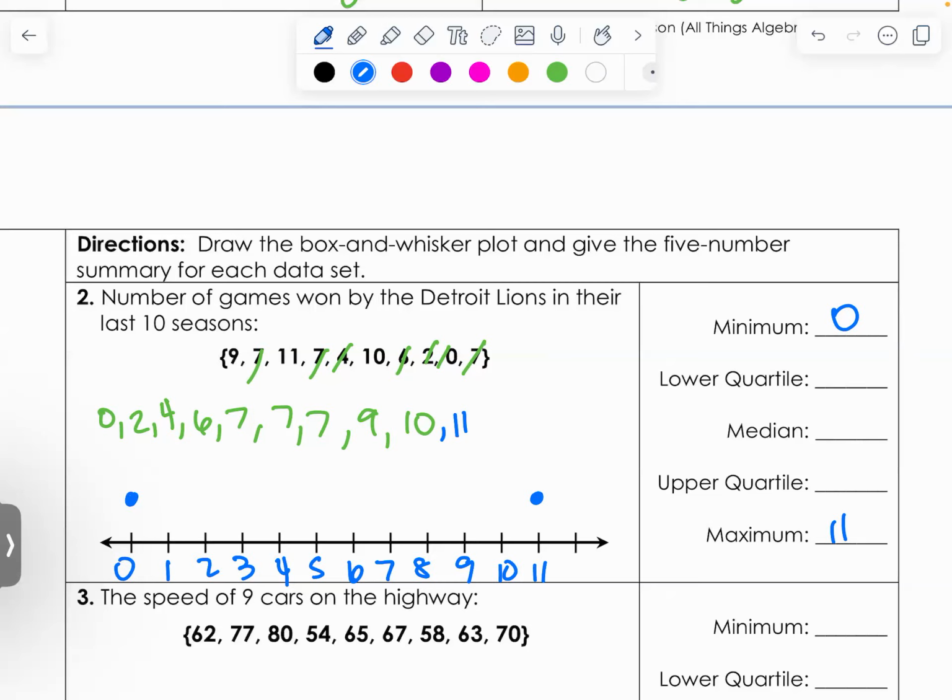Okay, 1, 2, 3, 4, 5. So here's where our median is, correct? Now, here's what's a little different. Our median, we have an even number of numbers, so it's in between 2 numbers, okay? But I have 5 numbers in each half. So 9 is our upper quartile, and 4 is our lower quartile.